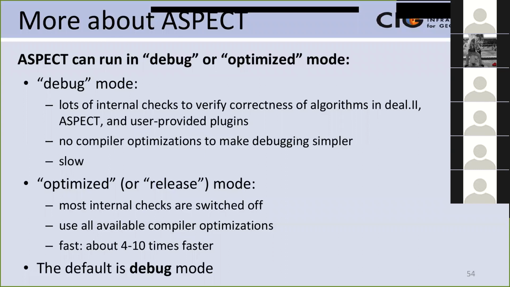The opposite of the debug mode is the release mode. There, most internal checks are switched off, and we try to optimize the code as much as possible by giving the compiler the freedom to optimize. In effect, this means that running in release mode can be an order of magnitude faster. And the default is debug mode.